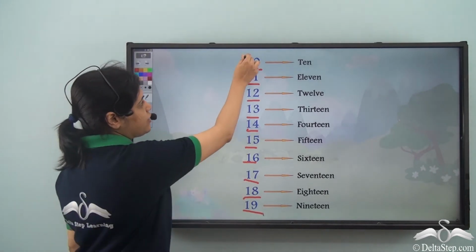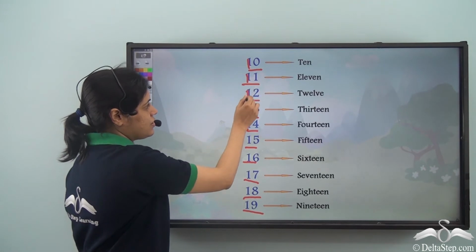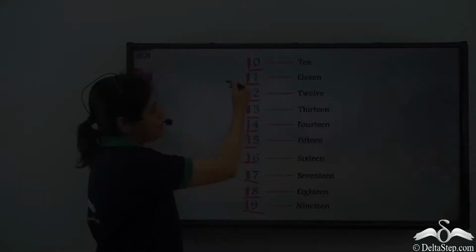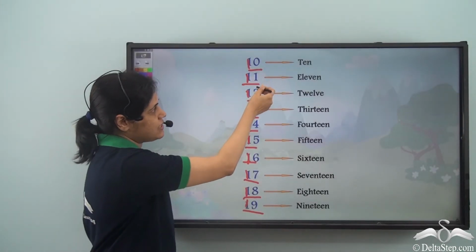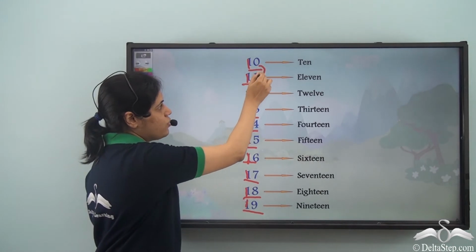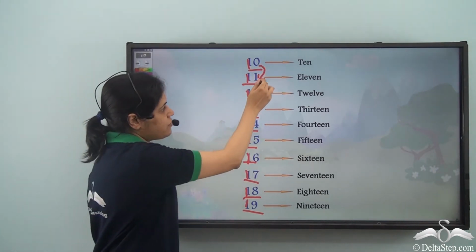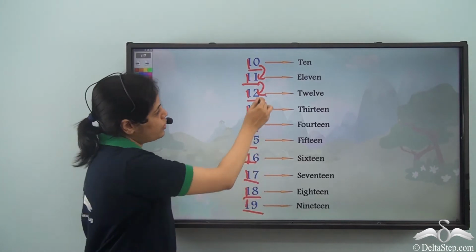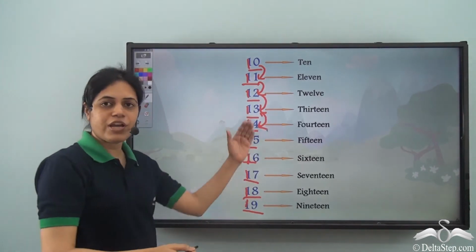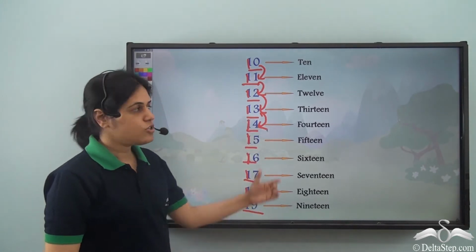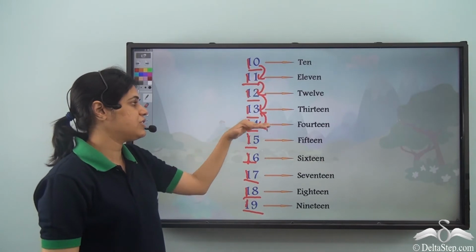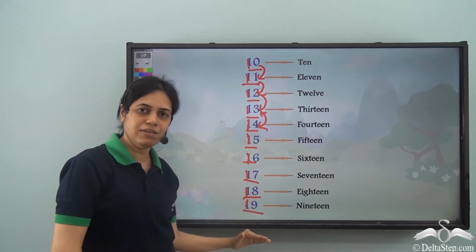We see that 1 stays in the first place. So 1 is always here. And in the next place, the numbers increase. So after 0, we have 1. After 1, we have 2. After 2, we have 3. After 3, we have 4, and so on till 9. So numbers increase from 10 to 11, 12, 13, 14, and so on till 19.